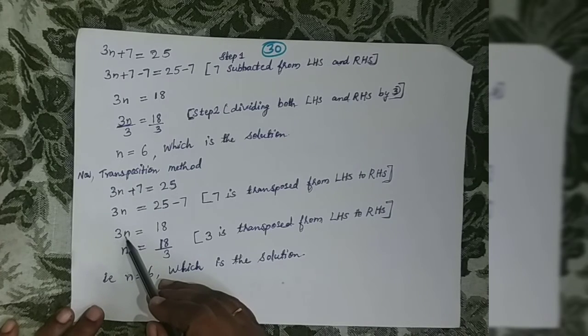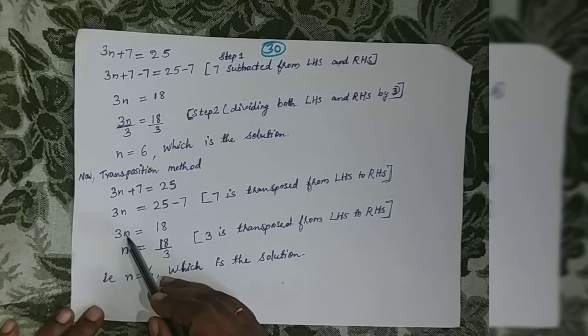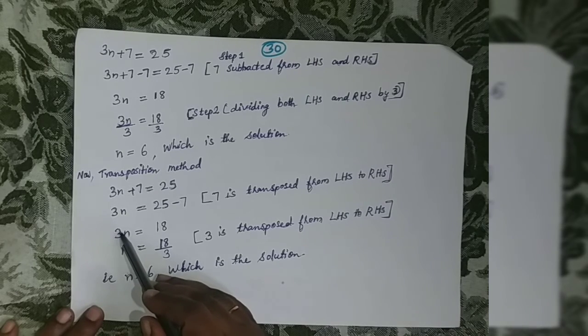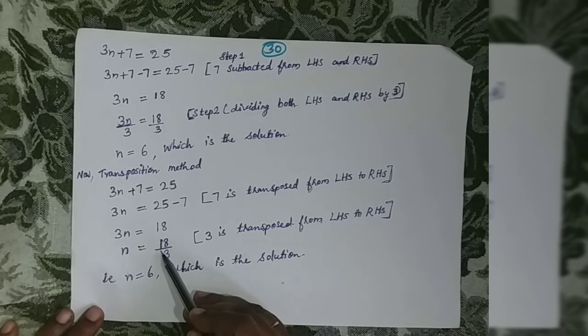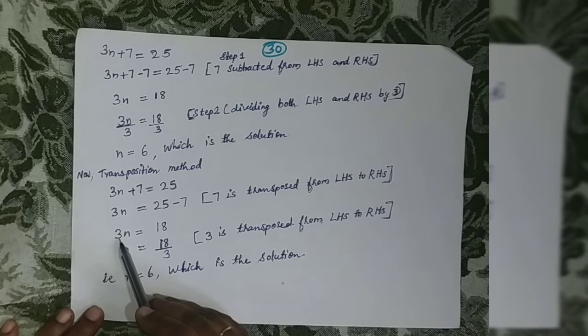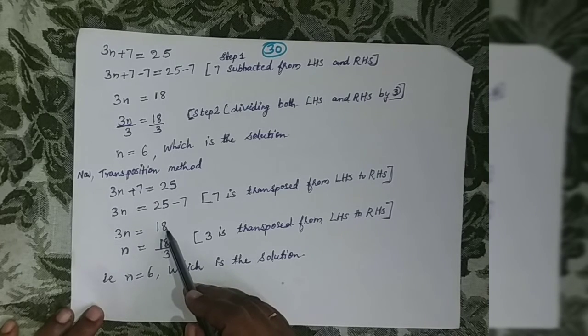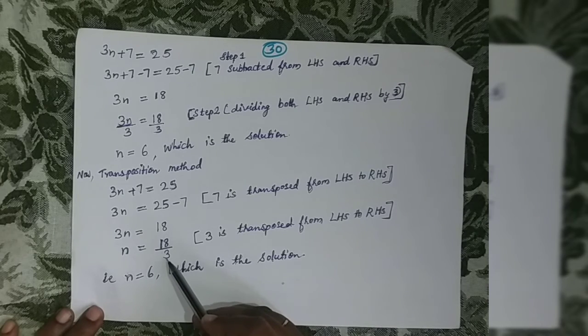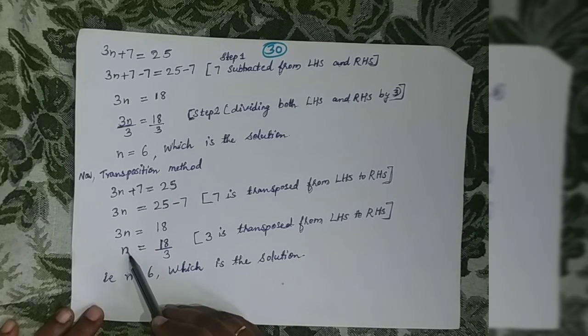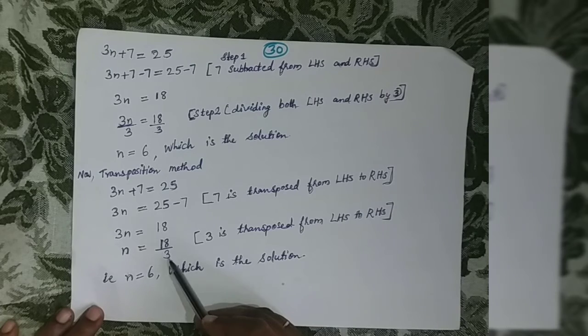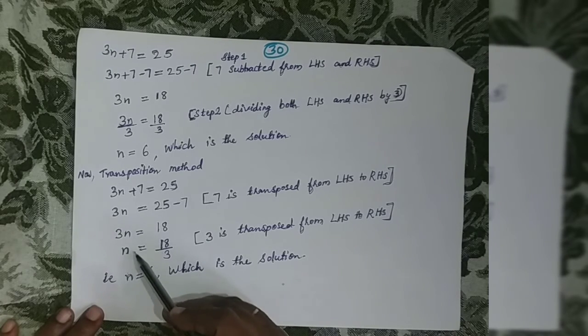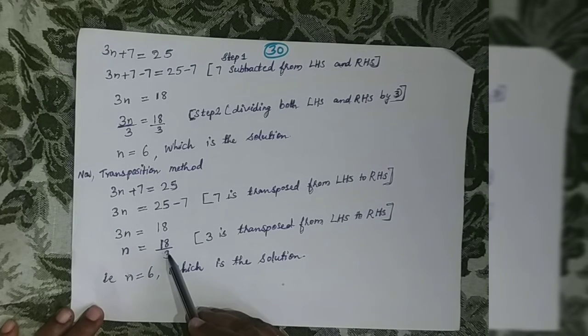Here 3 is multiplied by n. We need the value of n alone. Here 3 is multiplied. If I want to change this 3 from LHS to RHS, it will divide. Just now I said, if it is multiplied in LHS and we are shifting it to RHS part, it will not multiply. It will divide only. So n is what, children? 18 divided by 3. We want the variable alone. We got the equation solution.